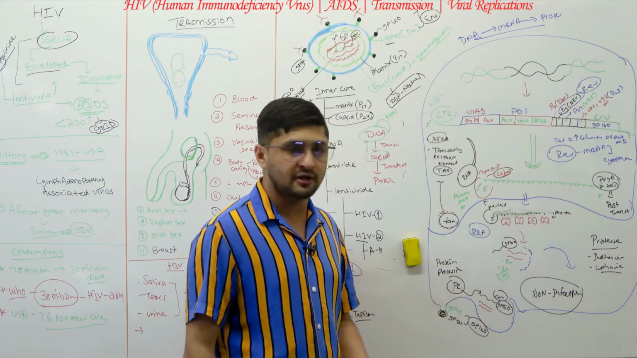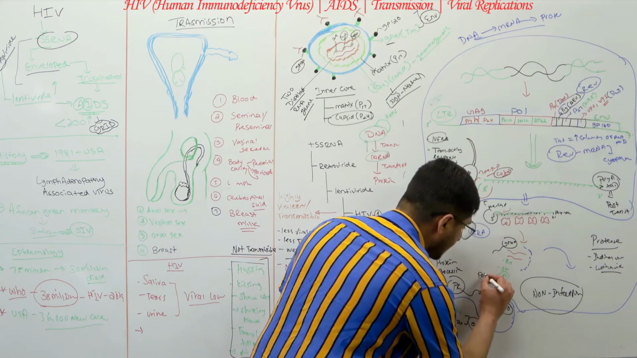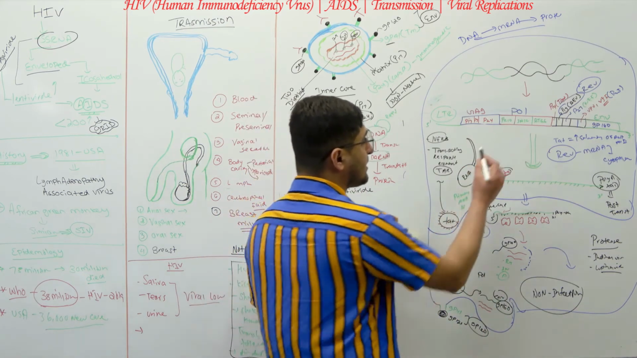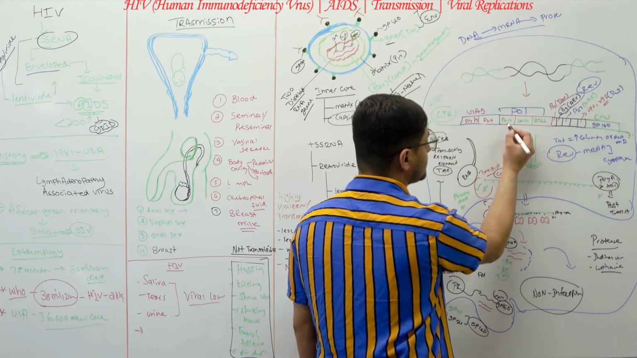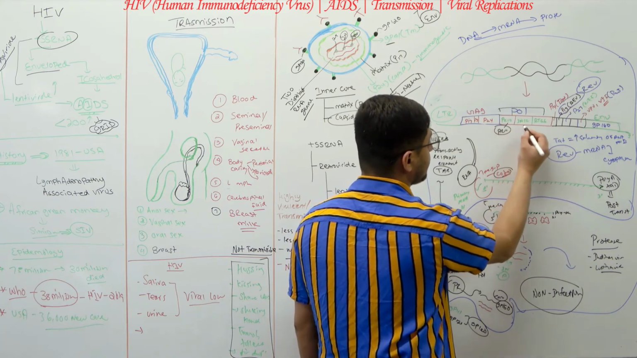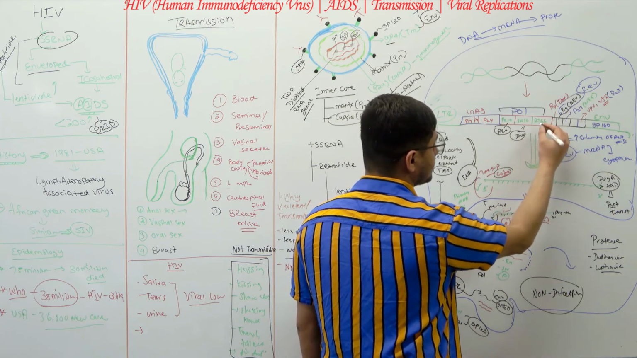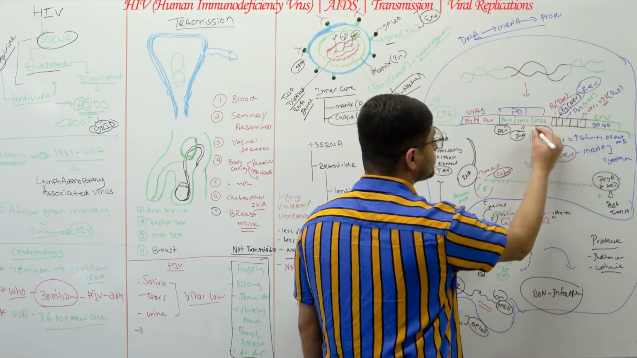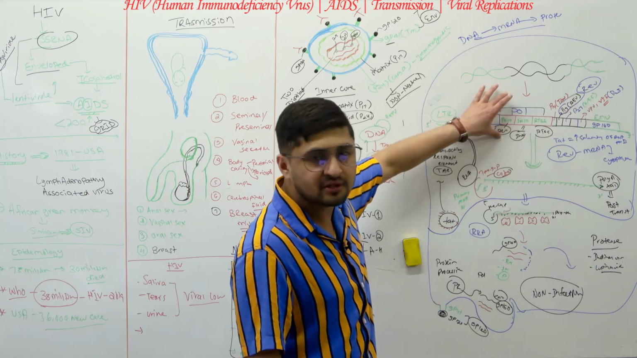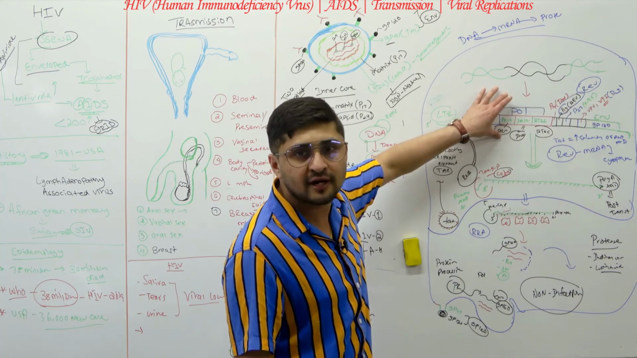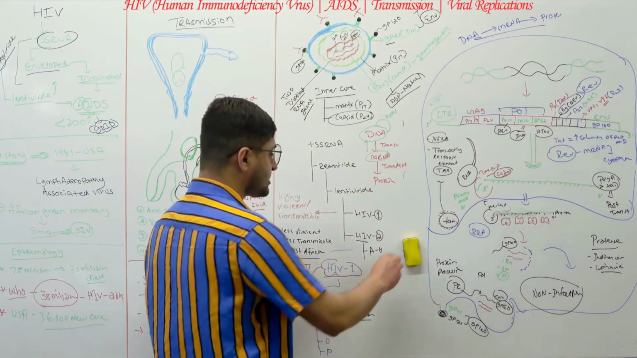In order to be functional, even the pol gene has to get clipped down. The pol gene has to get clipped down into the PRT, which is a protease, the integrase 32, and also the reverse transcriptase 66. So all of them have to be cleaved down. Once they get cleaved, only then do they become functional. So that is something you have to know, just in the bigger picture.